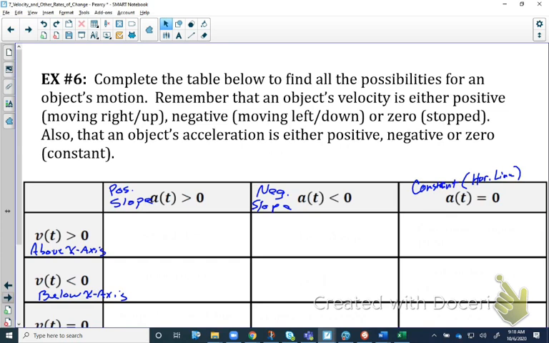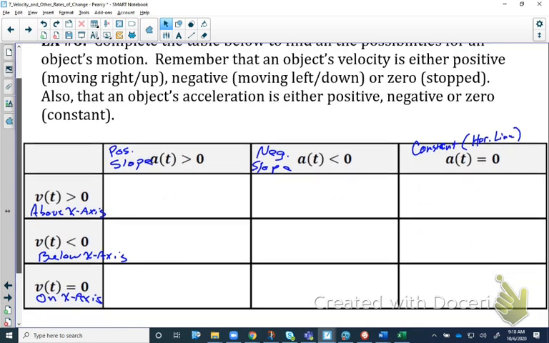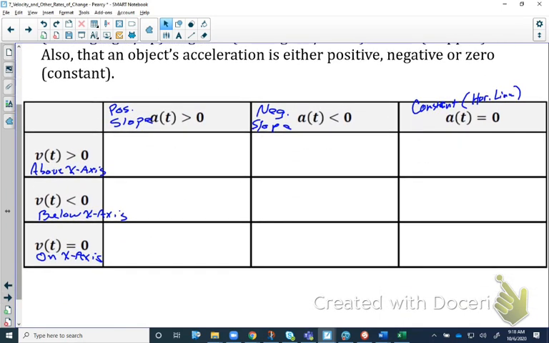So here, example 6, complete the table. Here, I want you to go ahead and try and fill in the table on your own first, and then hit play to see what I have.